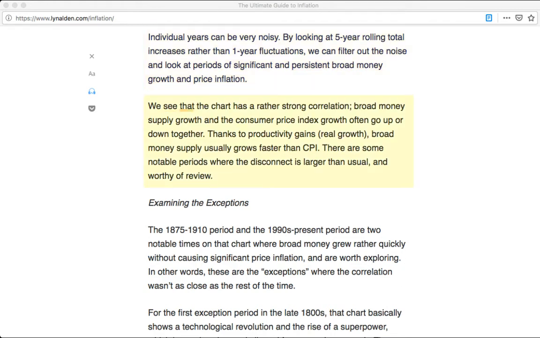We see that the chart has a rather strong correlation. Broad money supply growth and the consumer price index growth often go up or down together. Thanks to productivity gains, real growth, broad money supply usually grows faster than CPI. There are some notable periods where the disconnect is larger than usual, and worthy of review. Examining the exceptions, the 1875-1910 period and the 1990s-present period are two notable times on that chart where broad money grew rather quickly without causing significant price inflation, and are worth exploring. In other words, these are the exceptions where the correlation wasn't as close as the rest of the time.